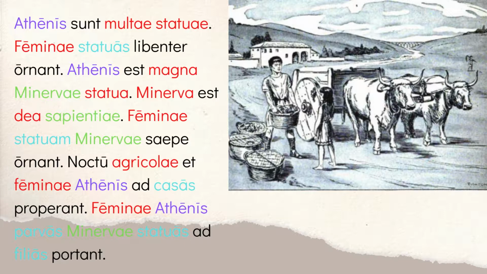Feminae Athenis parvas Minervae statuas ad filias portant. So the women, the feminae, they carry, portant. What do they carry? Parvas statuas Minervae. They carry small statues of Minerva, Athenis, from Athens. Again, it makes the most sense that they're going from Athens because they just left. Ad filias, to their daughters. So again, the context tells you that they're leaving Athens and going to their daughters who are at home in the casas, right? And they bring them these small statues of Minerva.